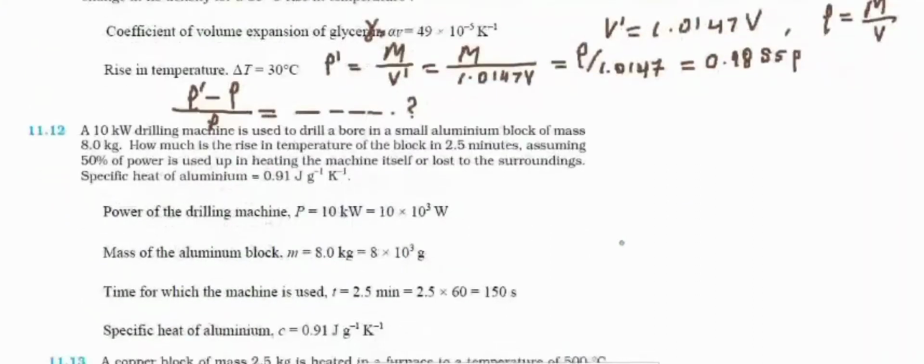Then next, question 12. A 10 kilogram drilling machine is used to drill a hole in a small aluminium block of mass 8 kilogram. How much is the rise in temperature of the block in 2.5 minutes, assuming 50% of power is used up in heating the machine itself or lost to the surroundings? Specific heat of aluminum is given. Now, the power is given and time is also given.